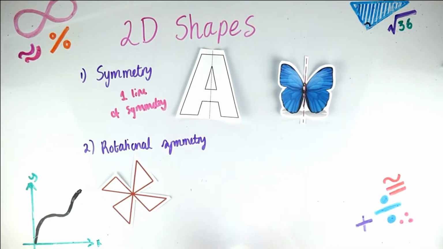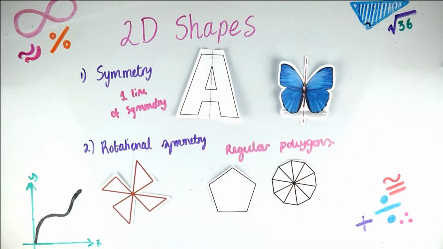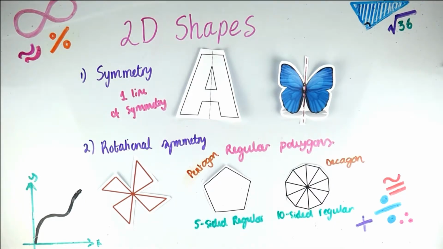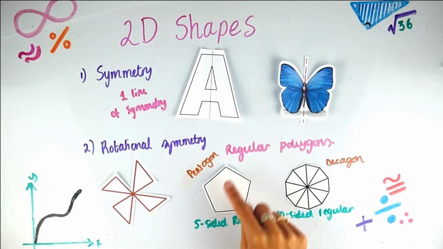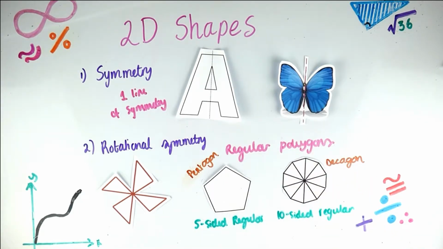I'm now going to bring in 2 shapes, and these are regular polygons. This is a 5-sided regular polygon, and this is a 10-sided regular polygon, also known as a decagon. The fact it's a regular polygon means that all these lines are the same length and all the interior angles are the same. So if you have a 5-sided regular polygon, also known as a pentagon, that means that there are 5 lines of symmetry and it has order 5 rotation.